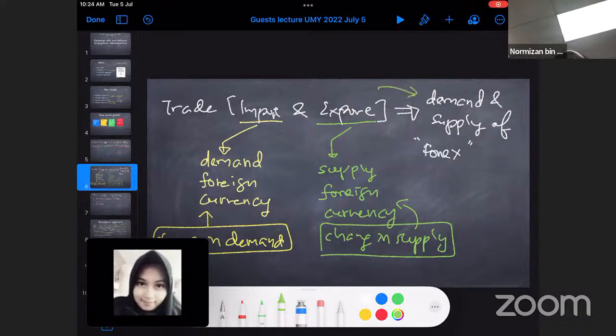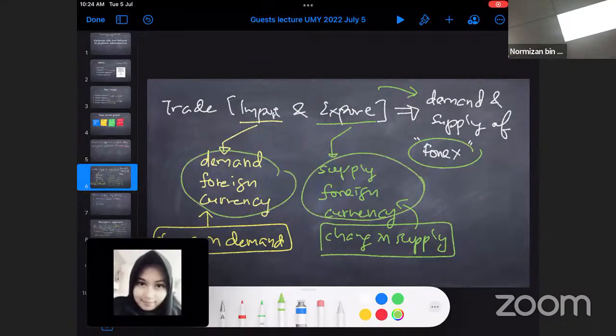Supply apa? Currency. That is forex. Okay, di mana yang supply itulah forex exchange. So dia memberi kesan kepada currency tersebut. Bagaimana dia memberi kesan? Kerana sebenarnya demand kepada foreign currency ini wujud bila adanya import barang. Manakala supply pada foreign currency ini wujud bila ada export barang. Okay, so that's why import dan export memberi kesan kepada exchange rate.